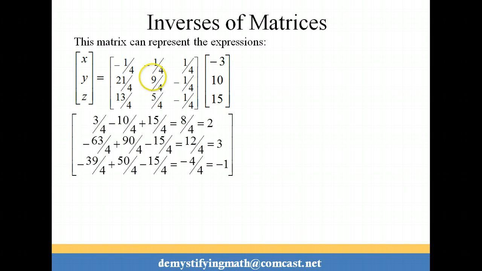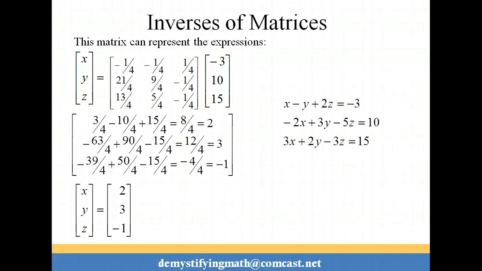Now we can do the same thing for the second row and the first column. So 21/4 times negative 3 is negative 63/4. 9/4 times 10 is 90/4. And negative 1/4 times 15 is negative 15/4. That's going to add together to give us 12/4 or 3. And you can verify the third row as well, which gives us negative 1. Which means that x, y, and z is equal to 2, 3, negative 1. So x is 2, y is 3, and z is negative 1, which is a solution to our system of equations.